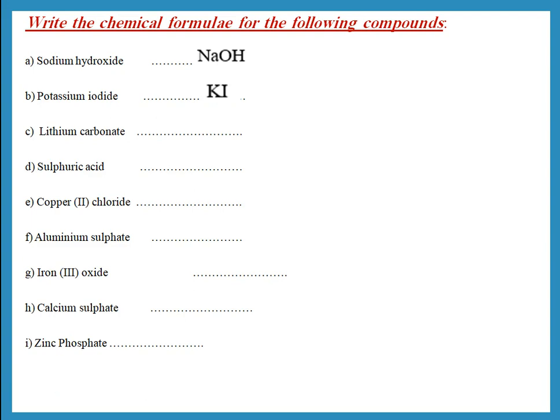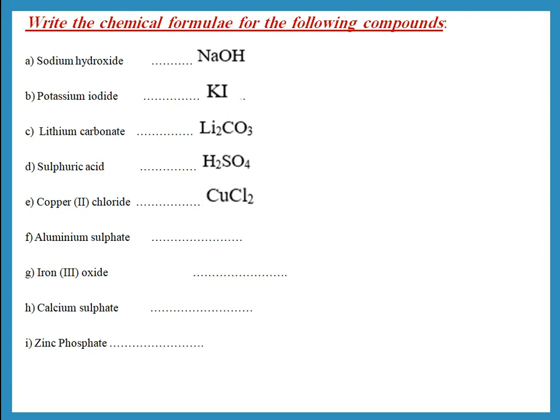Potassium iodide, this is how you write it. Lithium carbonate. Can you write lithium carbonate? The valency of carbonate is 2, so I have to put 2 under the lithium. Sulfuric acid. How do you write sulfuric acid? We said acid starts with H. Sulfuric is the one that has sulfate, and the valency of sulfate is 2.